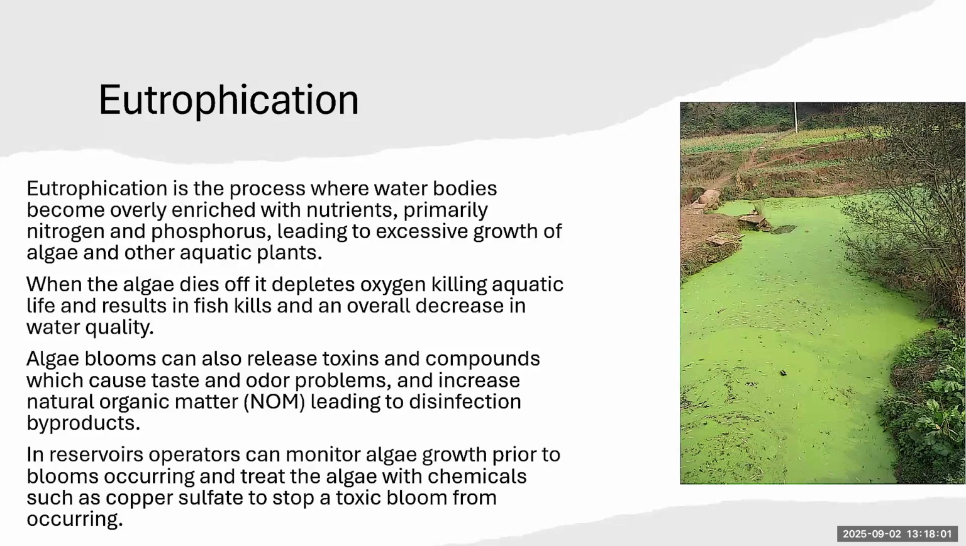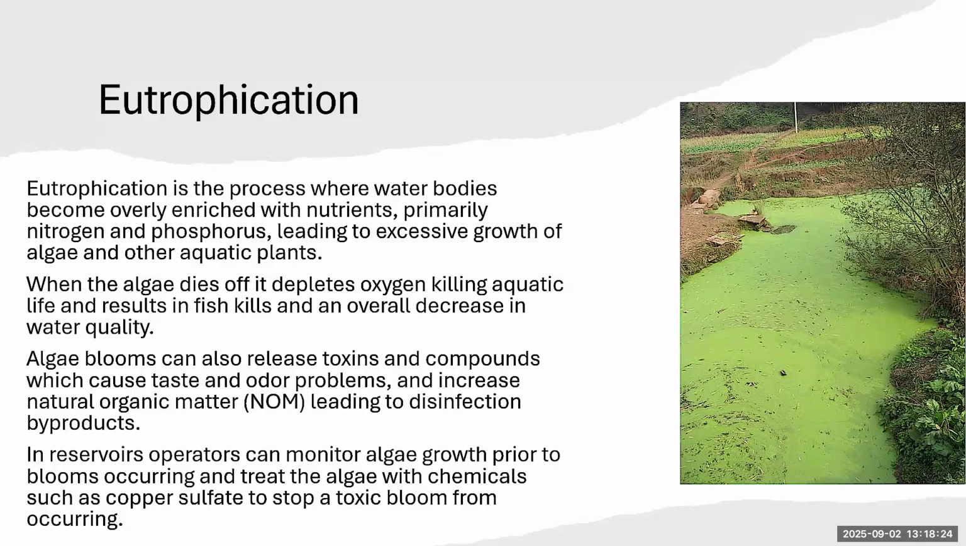So when the algae dies off, it reduces the amount of oxygen in the water, which kills the aquatic life. We'll often see fish kills when this happens. And in general, the water quality is not nearly as good as it had been before the algae blooms.